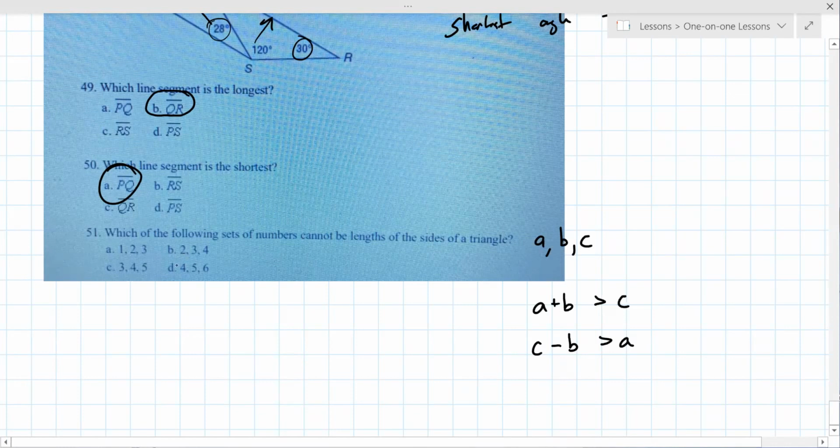Let's look at B. 2 plus 3 is bigger than 4. That's good. And then 4 minus 3 is not bigger than 2. So that's a problem here. None of these can be sides.